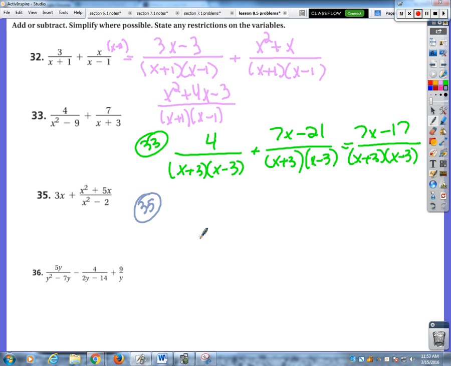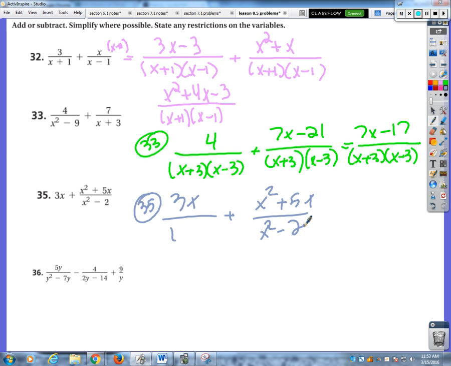Okay, and then 35 is kind of a tricky one, but it's worth looking at. 34 was a subtraction one, so I didn't assign it. When you look at just this plain old 3x right here, that's going to be over 1. So it doesn't look like a fraction, but there's a hidden 1 in there. So I'm going to just write that as over 1. And then the x squared minus 2, since 2 is not a perfect square, will not factor. So I'm just going to leave that as x squared minus 2.